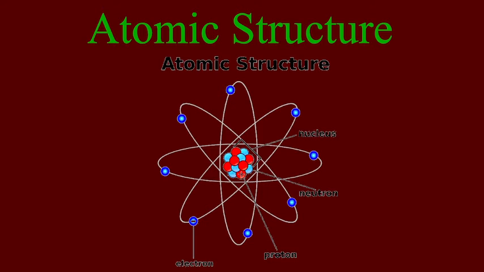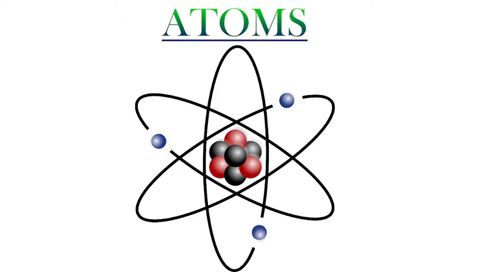Atoms. If we could keep splitting an element until the smallest unit that cannot be split further is reached, we would get atoms. An atom is the smallest particle of an element. Every atom of an element exhibits all the properties of the element.